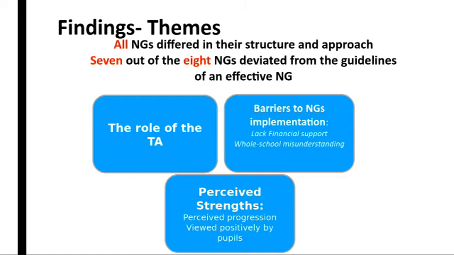So there were 12 themes altogether, but just due to time constraints, I'm only going to go through 3 with you. So one of the biggest themes within this was the role of the TA. So 7 out of the 8 nurture groups were actually managed and operated by TAs. And there was a lot of responsibility placed on these TAs. So these TAs were running the nurture group, they were talking to parents, they were assessing pupils using the Boxall profile, and they were planning the lessons as well.